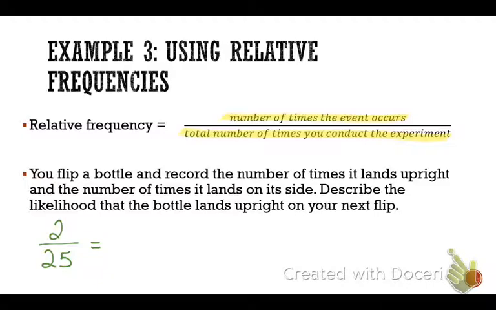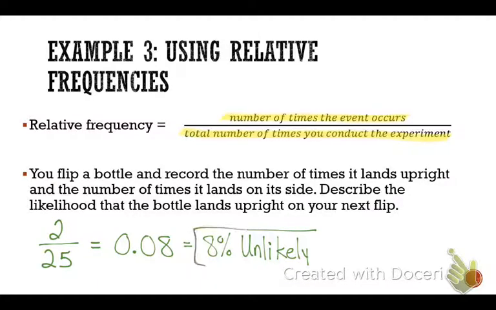So what I would do is I would divide that. I'll go ahead and just tell you, if you divide 2 by 25, you get 0.08, okay? But that's not a probability. That doesn't really mean anything to us. We need to express it as a percentage. So 0.08 as a percentage is 8%, okay? And again, this kid's odds of landing upright are not good, okay? But what would be the word that I would use to describe it? Unlikely. Unlikely, okay? Don't say trash. That's not one of the words. Okay, so that's it for example 3.